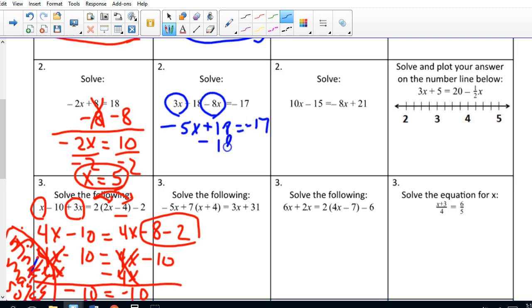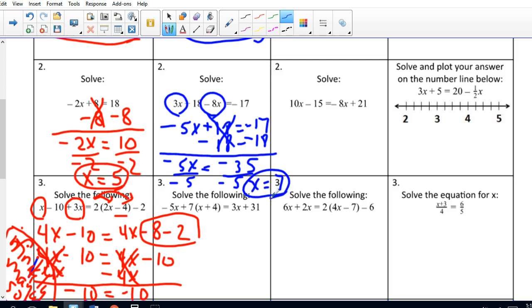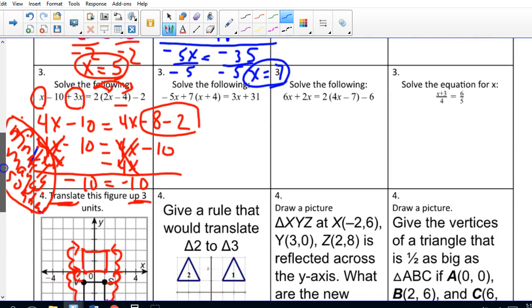Eliminate the constant from the left by using inverse operations. That means make it go away. 18 minus 18 is 0, so that leaves negative 5x is equal to negative 35. Divide both sides by negative 5, and you get x is equal to 7, because negative 35 divided by negative 5 is a positive 7.